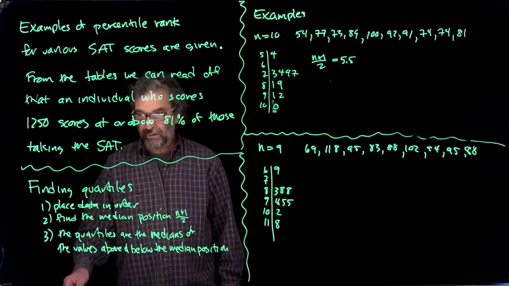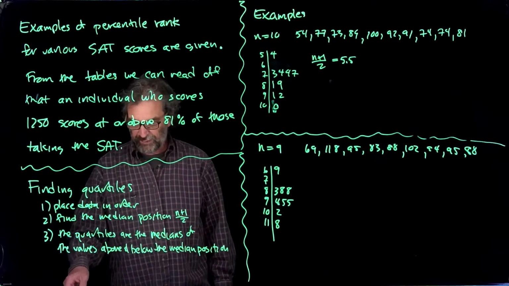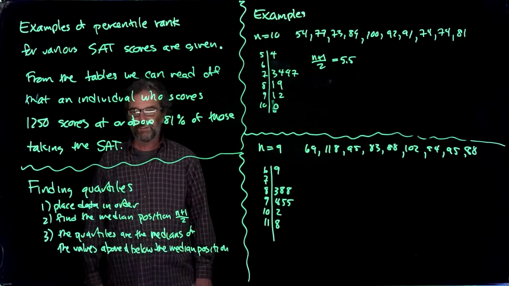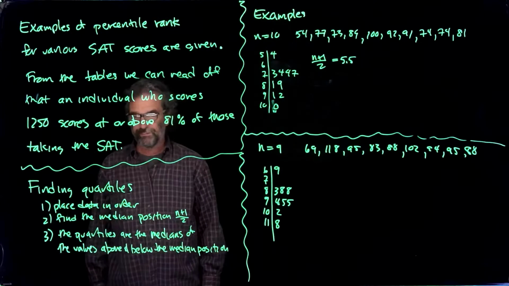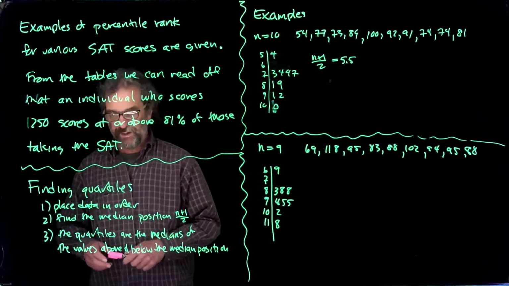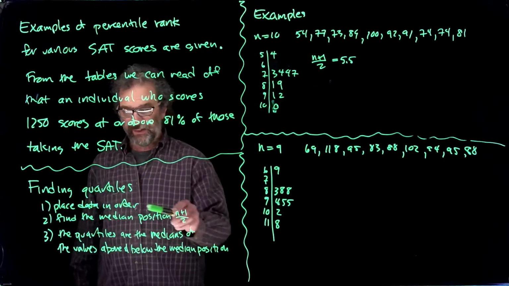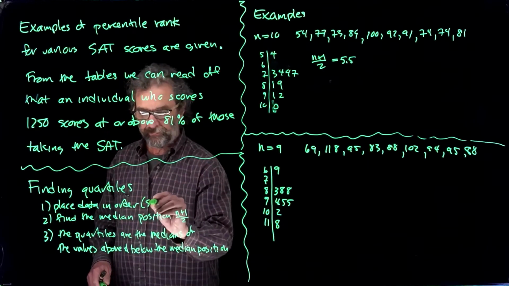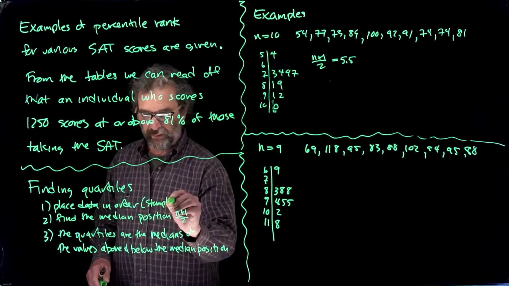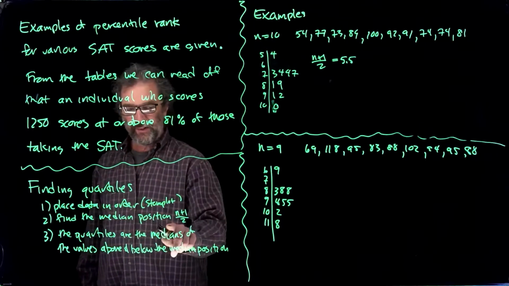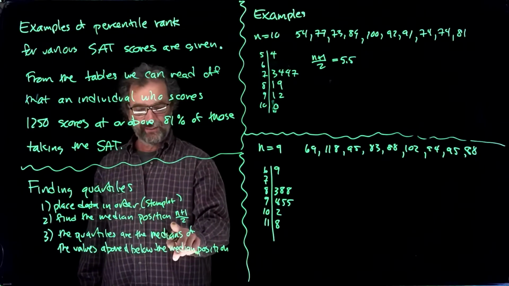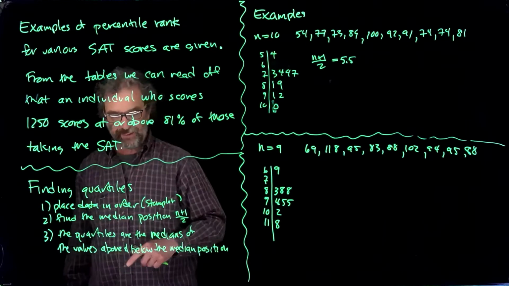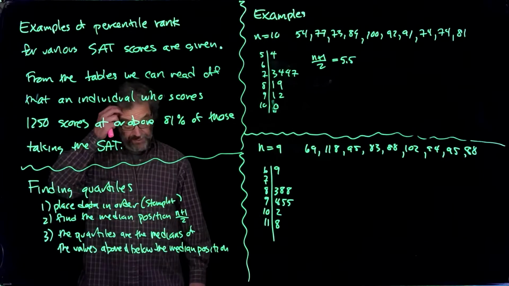And then we're working our way down the list that happened on the previous slide. Percentiles, now quartiles. We're going to find the quartiles. Here's how you do it. So you have a data set, and you want to find the quartiles. Place the data in order. I use a stem plot. Find the median position. We don't need a stem plot for that. It's n plus 1 over 2. The quartiles are the medians of the values above and below the median position. We'll see how that works in a second.